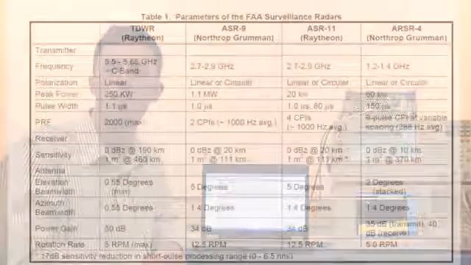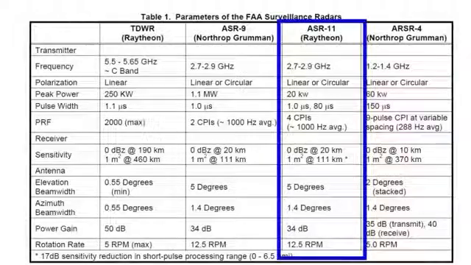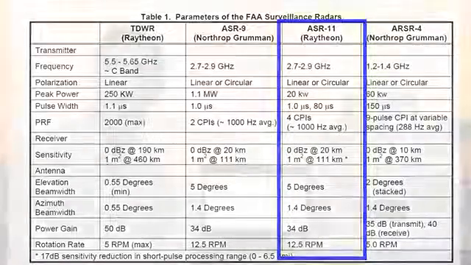We're going to build our pulse pattern using the ASR-11 FAA characteristics found online. These parameters include pulse width, frequency, power, and antenna characteristics. We're going to input those into Signal Studio for pulse building to generate our real-world signal.